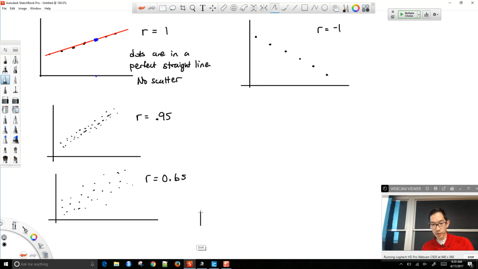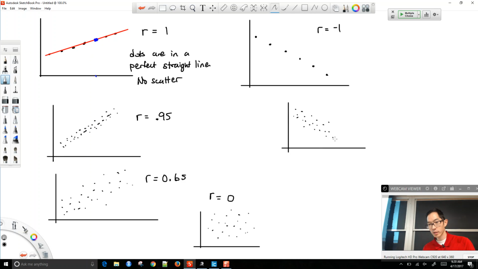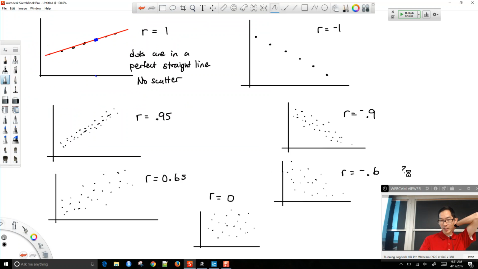Until you get to, you guys see these dots? I don't know if they're too small. Down here, this would probably be R equals 0. And then in the opposite direction, a little bit of scatter here, maybe R is equal to -0.9. Again, just eyeballing things. I don't know what this would be, R is -0.6. Not sure. But this is kind of the idea here.